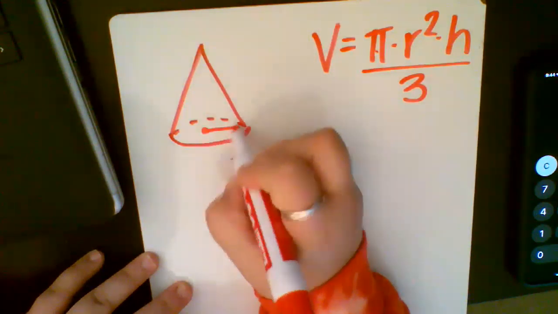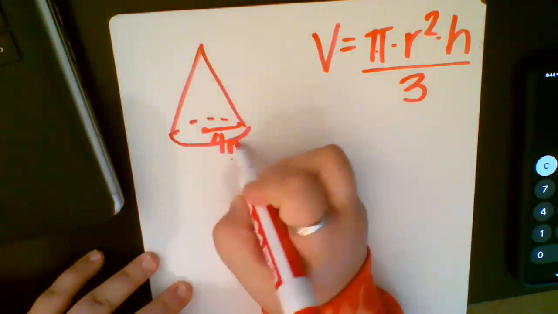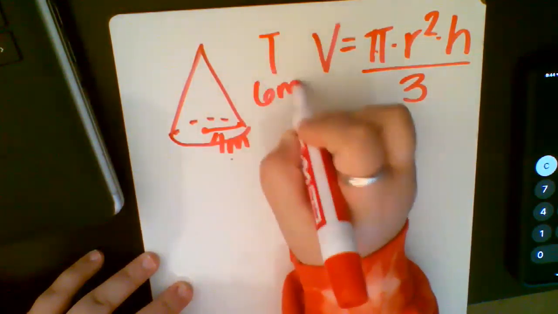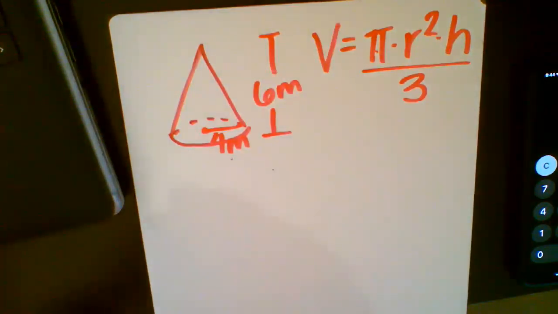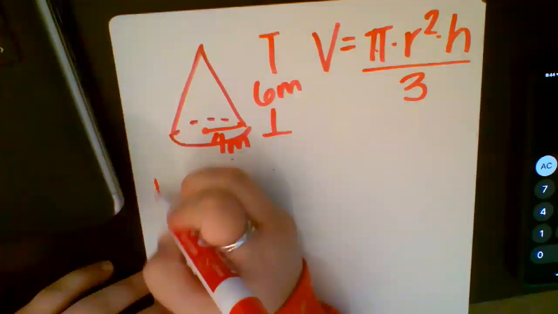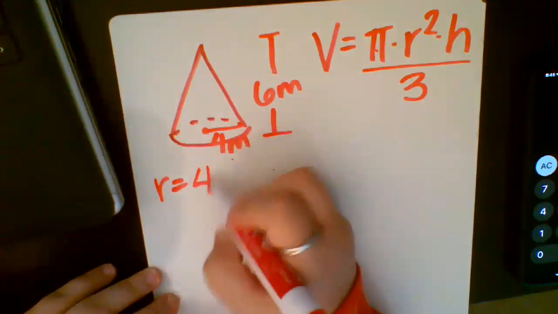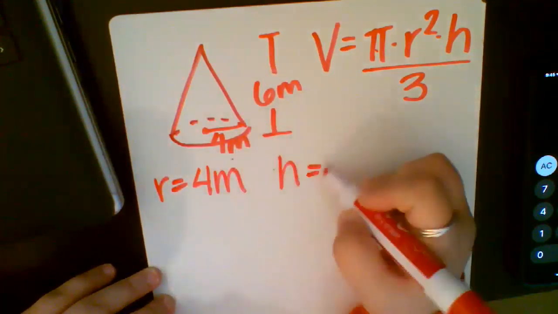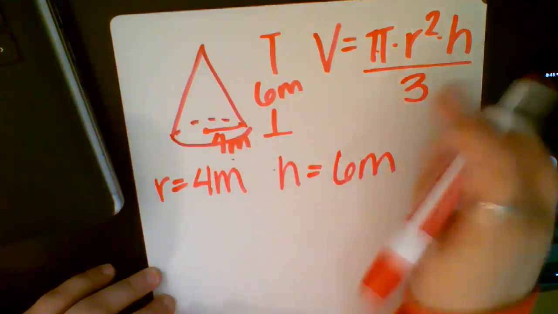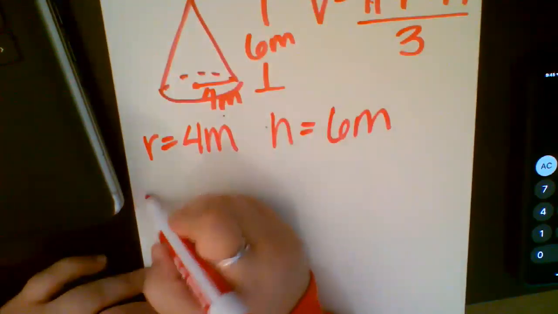So let's put the same exact measures as we had in the last example. 4 meters and 6 meters for how tall the cone is. Okay, super big cone here. My radius is the length from the middle to the edge of the circle, so 4 meters. My height is how tall it is, that's 6 meters. Those are the only 2 numbers we need.